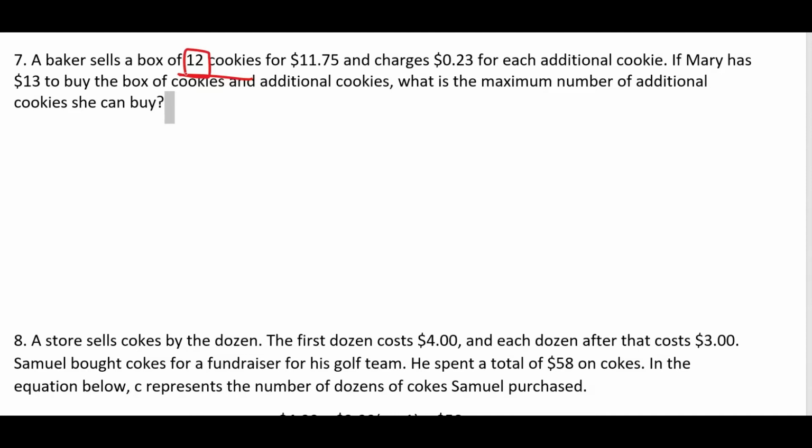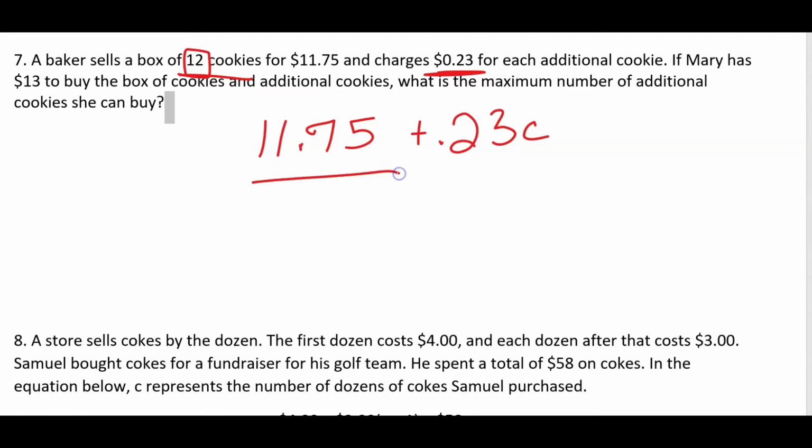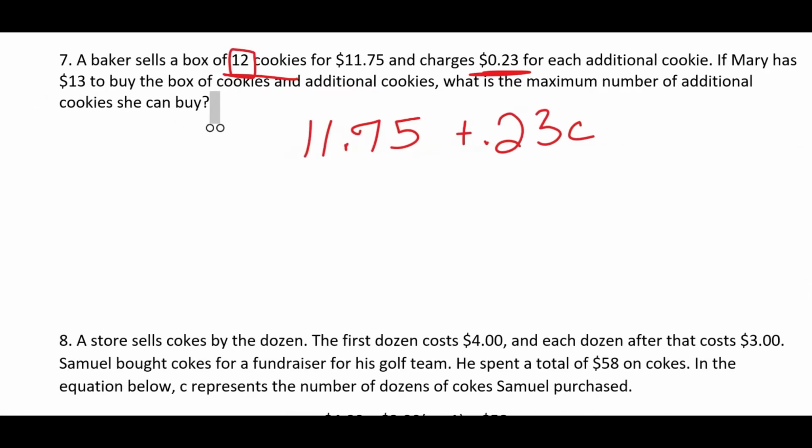Now it says that the cost of those was $11.75, so I just really need to know how much she is spending. And it says plus, you've got this 23-cent charge for each additional cookie. So if I'm setting something up, I would set it up like this. How much is she spending? Well, $11.75 plus 23 cents per cookie. And they also tell us that she has $13. So I know in total she has $13 to spend.